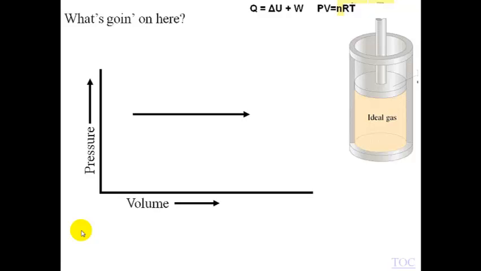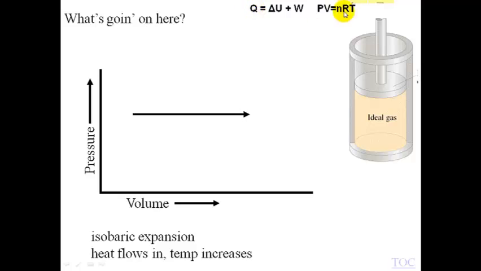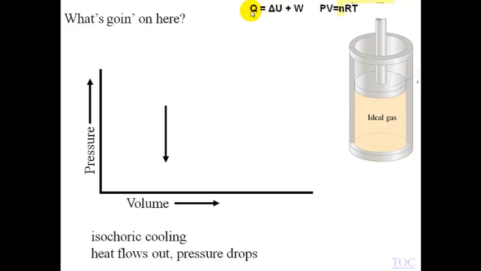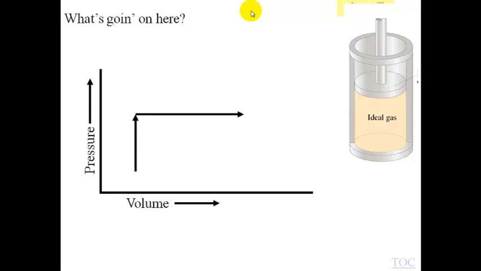What's going on here? Here we have an isobaric expansion. Remember that the heat flows in, then the temperature increases. If you want to try looking at this again, you can prove to yourself that happens. The pressure stays the same, the volume increases, the temperature must increase. Positive, positive, this must be positive as well. And so on. So you can look at these. Take the time to stop and figure out what is happening to the thermal energy, the internal energy, and the work.